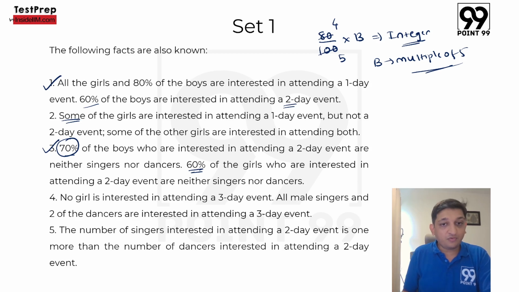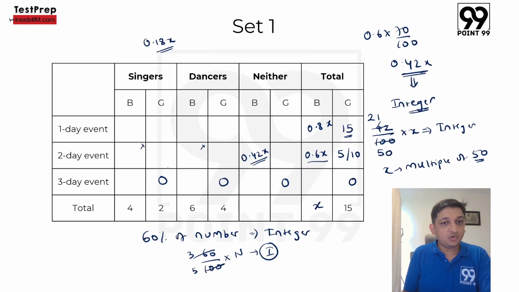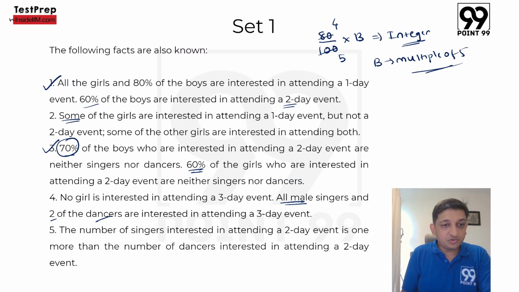Now in terms of what happens to the boys who are there, all male singers and 2 of the dancers. तो सारे male singers and 2 dancers. How many singers are there? Male singers 4. तो ये सारे के सारे are keen on going on a 3-day event. And 2 of the dancers, मतलब 2 out of the 6 male dancers will also be interested in turning up for this event. Now we don't know how many of them are here, so we'll not be able to figure out कि भाई total number कितना होगा, but it's fine. So we have also used the fourth point.